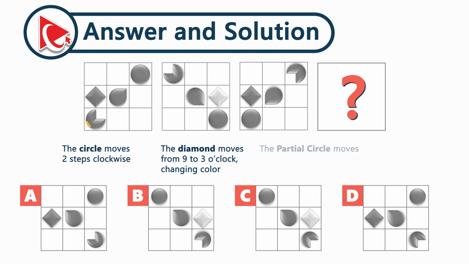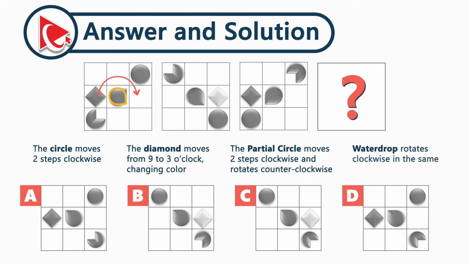The partial square also moves 2 steps clockwise, but in addition, it rotates counterclockwise. It starts in the bottom left corner, then goes into the upper left corner, then continues to upper right corner, and in the target object, it will be in the bottom right corner. The only remaining shape is the water drop, and as you can see, water drop rotates clockwise in the same position. Knowing all of this information, let's build the target object.